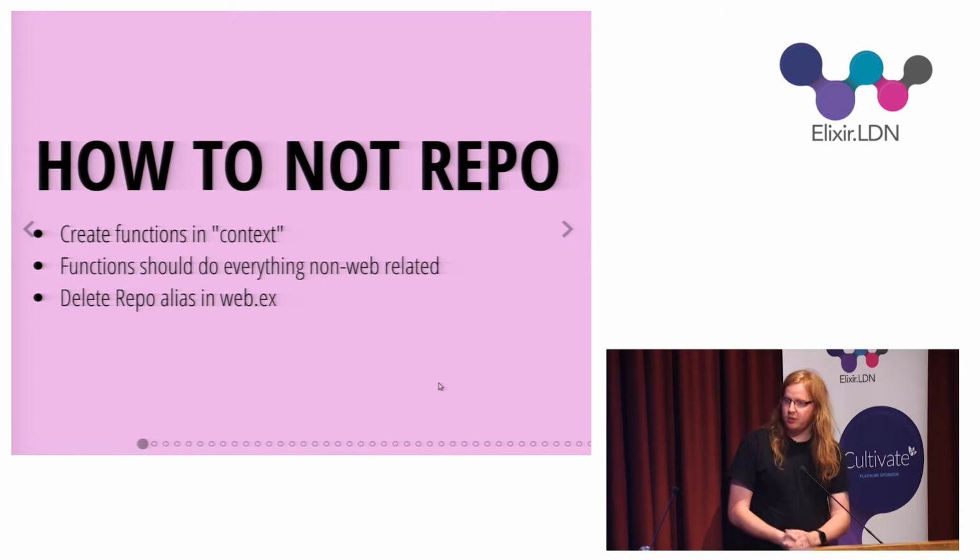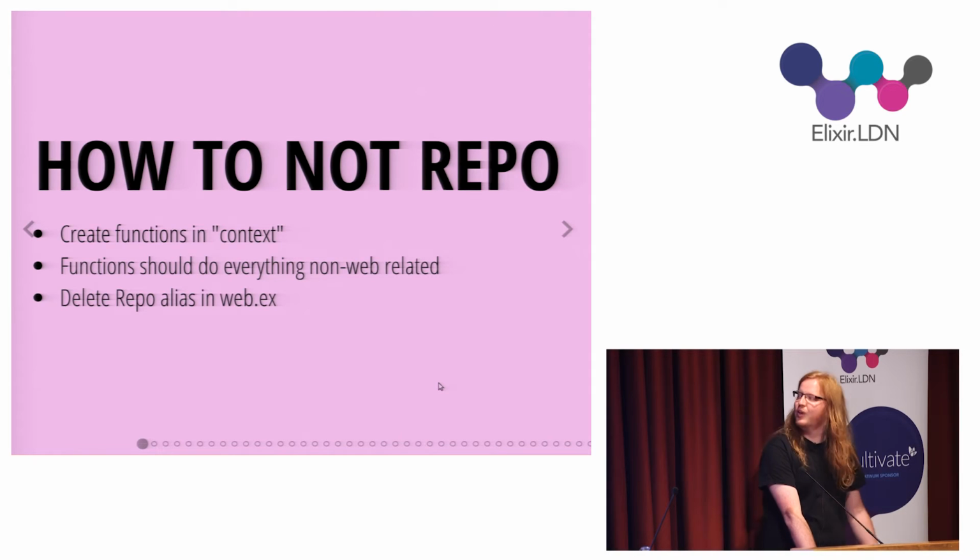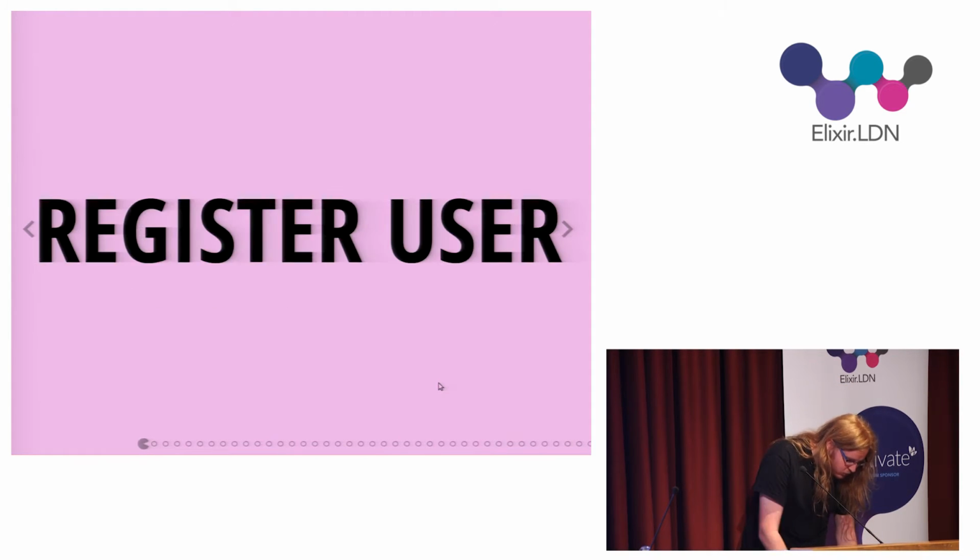As an example, taking an HTTP request is probably web related. Saving to the database, not web related. Sending an email, probably not web related. Tracking to StatsD, not web related, unless you're tracking the stats of your HTTP request, in which case the measuring of it is web related, but the tracking of it is not. A good way to start doing this is to delete your Repo alias in web.ex and watch your compile errors grow, and then you can go and fix them. And xref will tell you as well if a module no longer points to a function that exists.